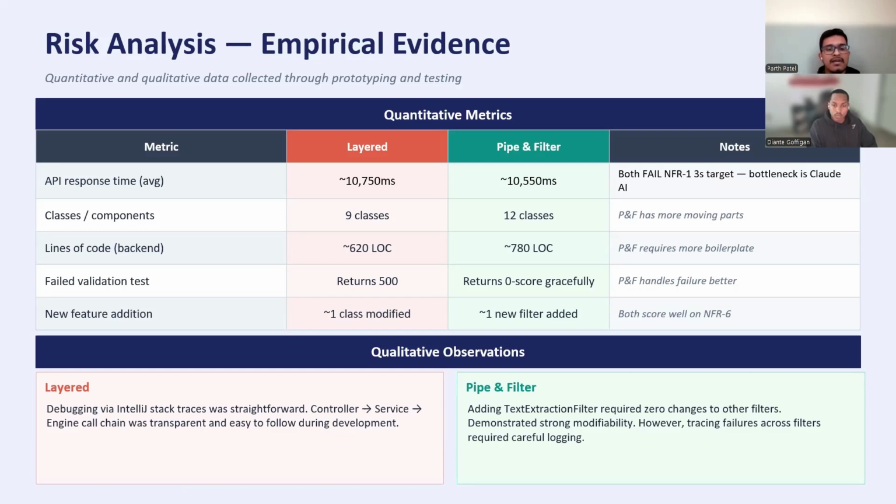The extra classes are the filter interface, resume pipeline, resume payload, and the four filter implementations. For failure handling, layer simply returns a 500 error code, whereas if pipe and filter fails at any point in time, it returns zero as a score. So it handles errors in that way.